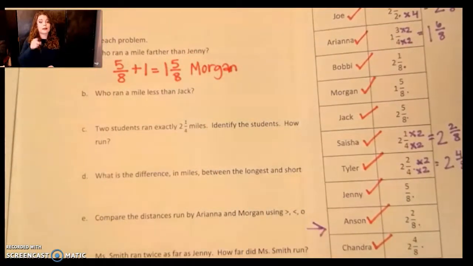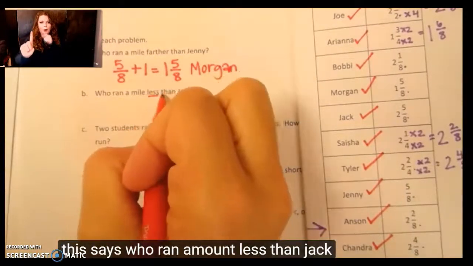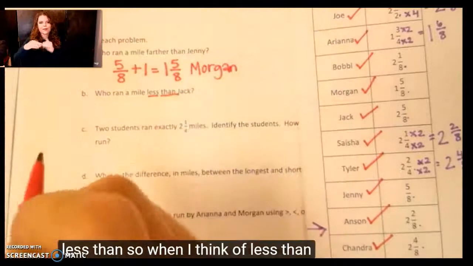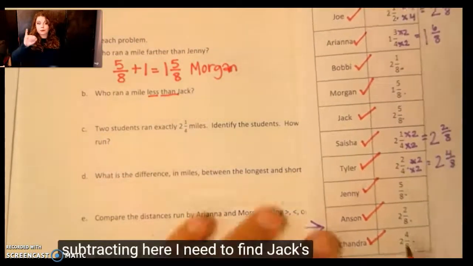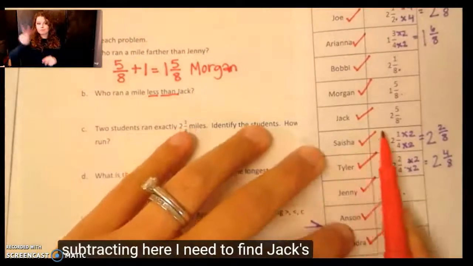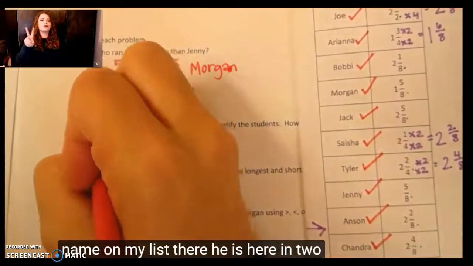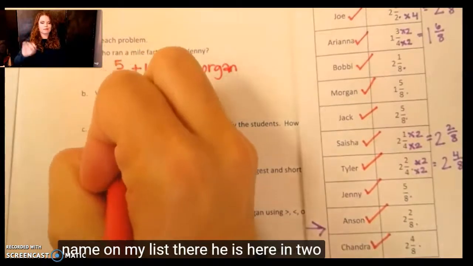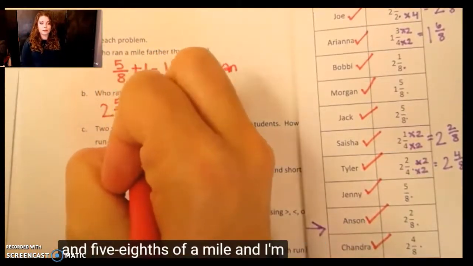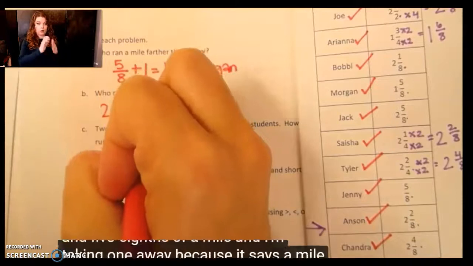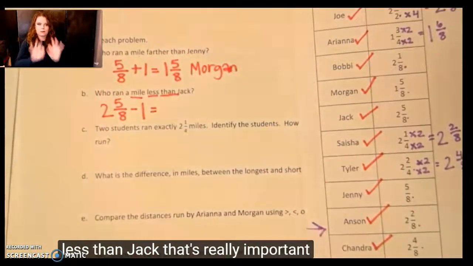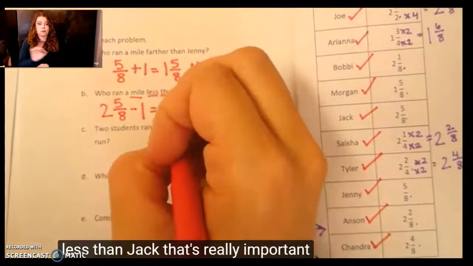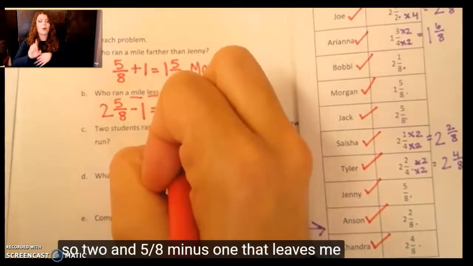This says who ran a mile less than Jack. Less than. So when I think of less than, I'm going to have to be doing some subtracting here. I need to find Jack's name on my list. There he is. He ran 2 5/8 of a mile. And I'm taking 1 away because it says a mile less than Jack. That's really important. So 2 5/8 minus 1, that leaves me 1 5/8.